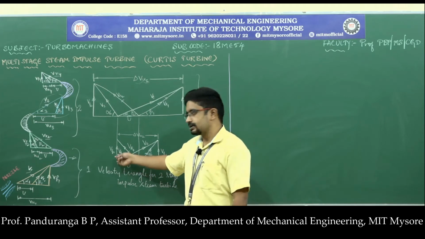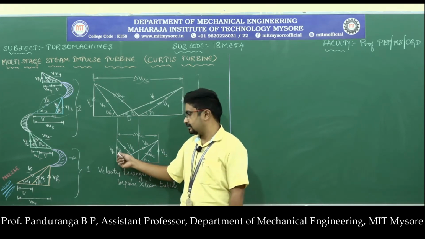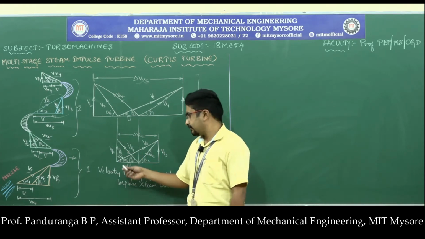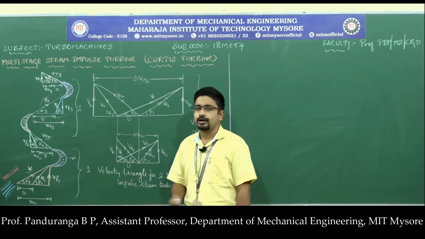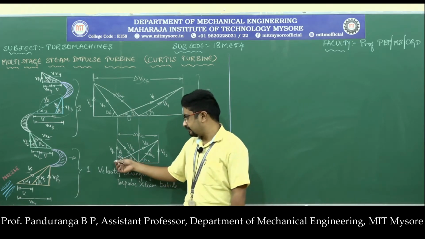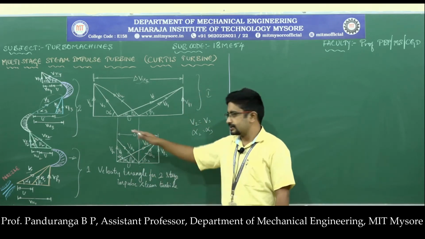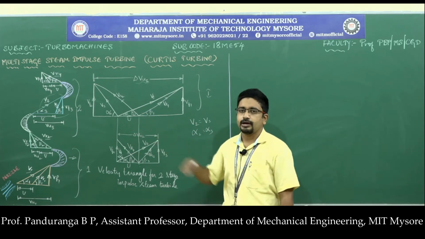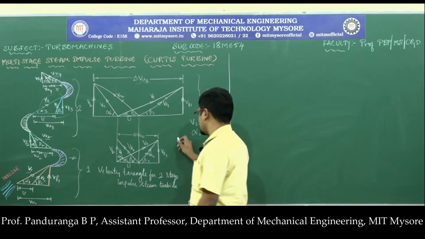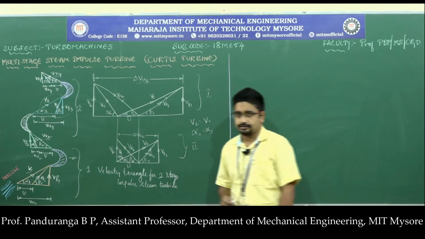So since V4 should be axial, V4 as well as VF4 will coincide, and this becomes alpha 4. So alpha 4 will be 90 degree in this case, and from here till here when you join, you will get V4. So this completes the construction of the velocity triangle for the first stage and the second stage. So this is the second stage velocity triangle.